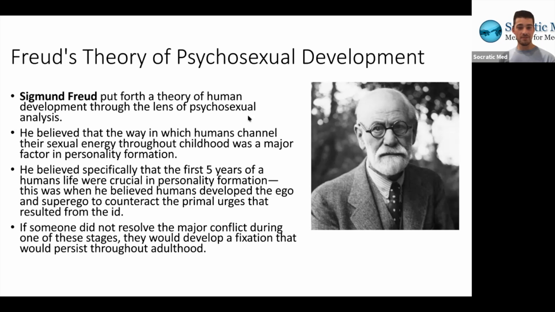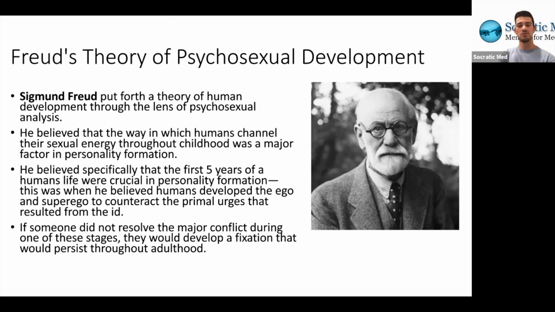He believed specifically that the first 5 years of humans' life were crucial in personality formation. So this was when he believed humans developed the ego and superego to counteract the primal urges that resulted from the id.